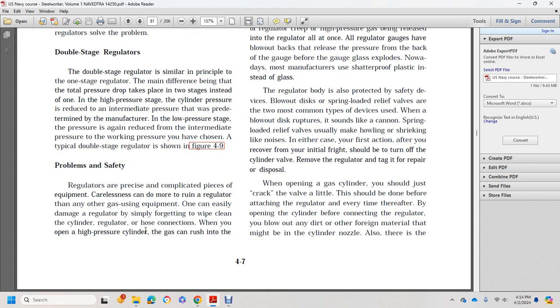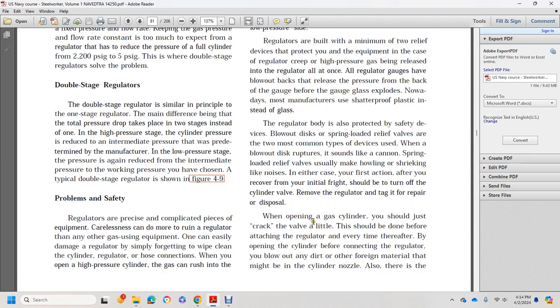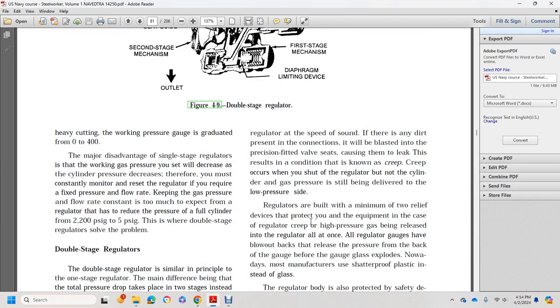Regulators are precise and complicated pieces of equipment that can be damaged by carelessness, as with any equipment used with gas. One can easily damage the regulator by simply forgetting to wipe clean the cylinder, regulator, and hose connections. When you open a high pressure cylinder, the gas can rush into the regulator at the speed of sound. If any dirt is present in the connection, it will blast into the precision fitted valve seat, causing it to leak. The result of this condition is known as creep.